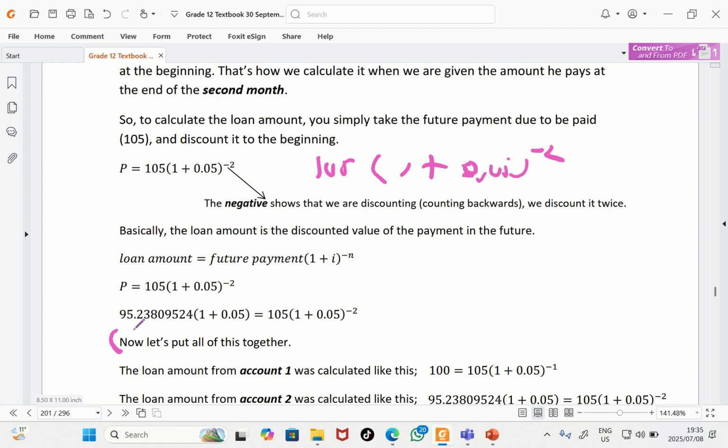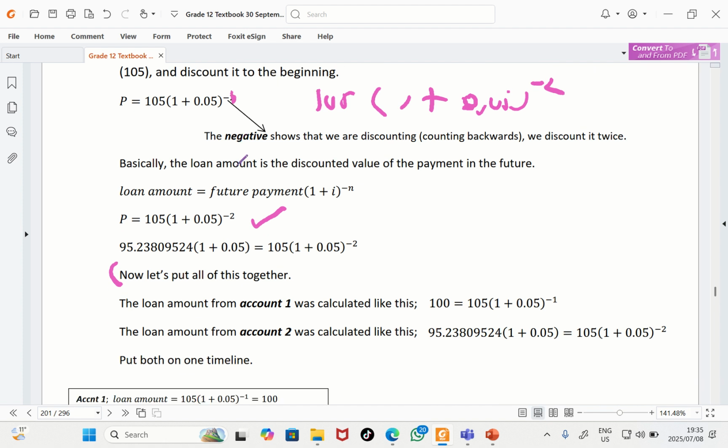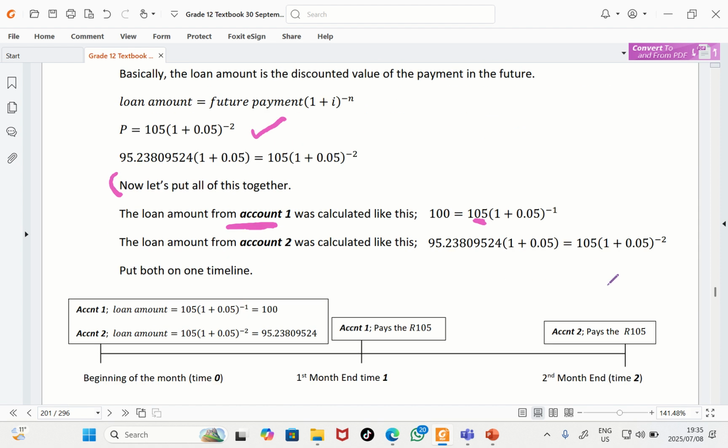I'm going to put the two calculations of the loan amounts together. The calculation for the loan amount for scenario 2 for account 2 is this, and then for account 1 was there. So for account 1, the loan amount is 105 brought back to the present day. Remember that you would pay 105 after a month on account 1. Then I take it back a period, it gives me 100. Fair? Then on account 2, he would pay 105. I take it back 2 periods, 1, 2. Hence the minus 2 there. Are we all happy?